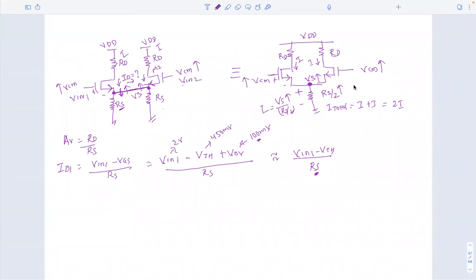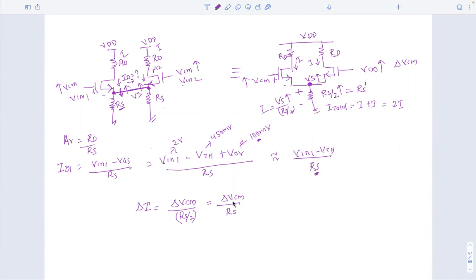Okay, let me change it. Let's say this changes by delta VCM. That is causing a delta change in the source voltage. So the change in current is delta V common mode divided by Rs by 2. I will represent this as Rs dash. So delta V common mode over Rs dash is the change in current due to the change in common mode.